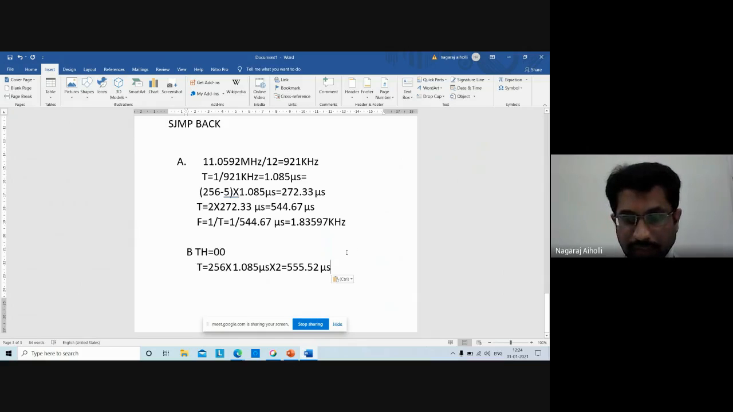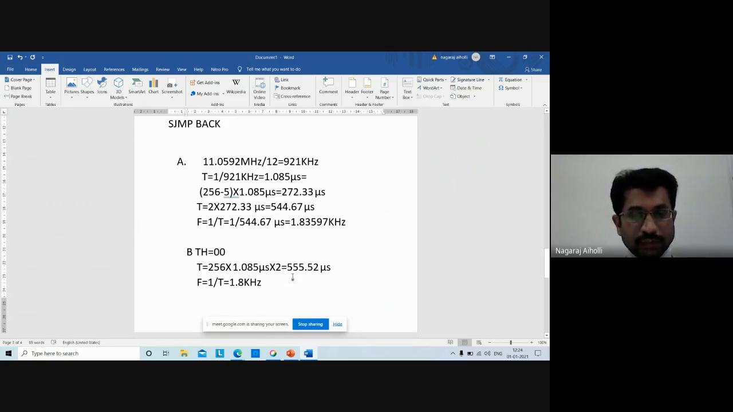So what will be F then, students? Frequency will be 1 divided by T. The reciprocal of 555.52 microseconds comes out to 1.8 kilohertz. This is how we are supposed to calculate here.